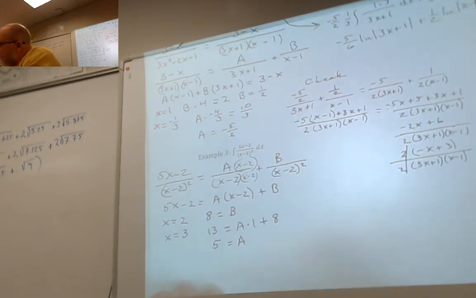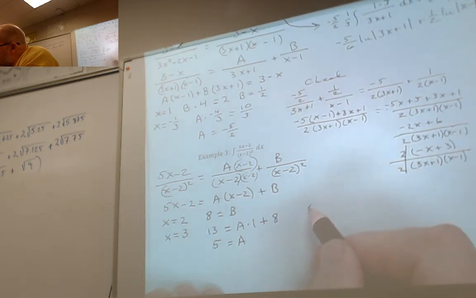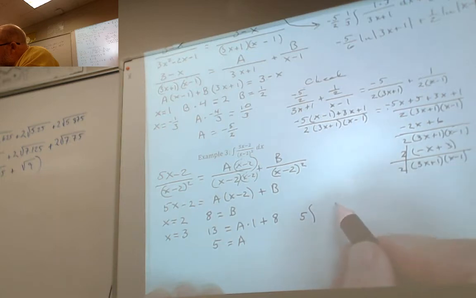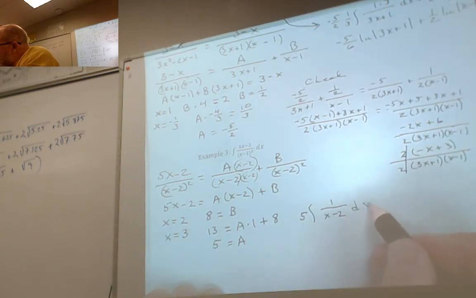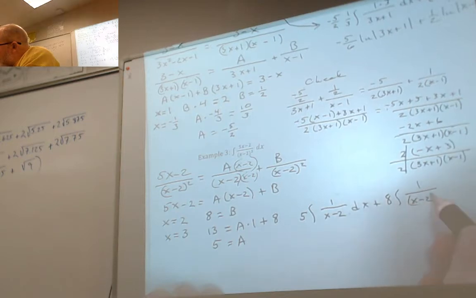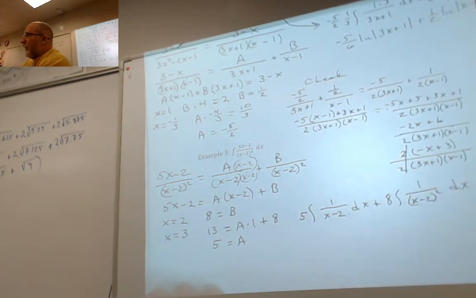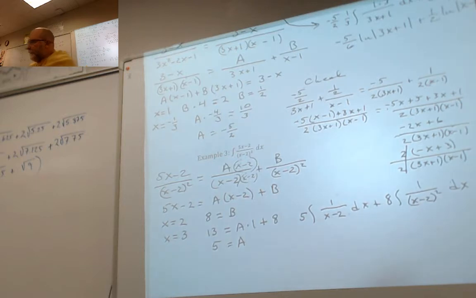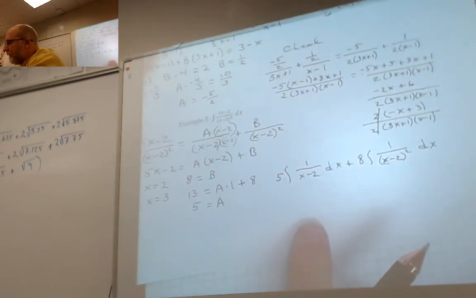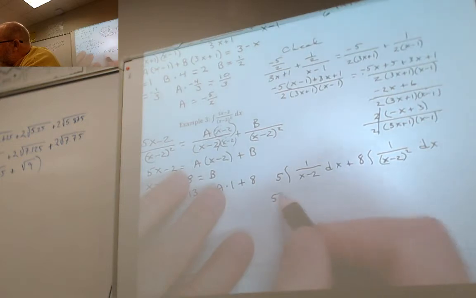All right? So now I'm going to integrate, and this is going to become 5 times the integral of 1 over x minus 2 dx plus 8 times the integral of 1 over x minus 2 squared dx. So here's my one exception. I think everybody's okay that this is 5 times the natural log of x minus 2.